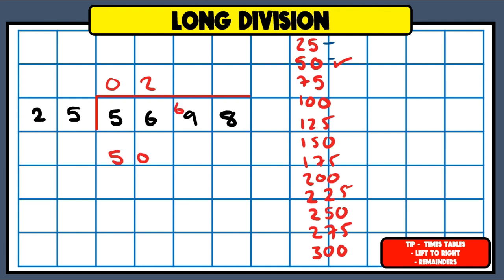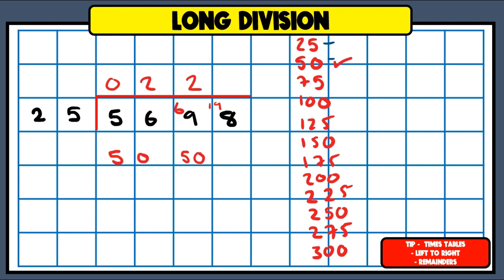I'll put my 6 there, and I've now got 69. 25, how many times does that go into 69? Well, let's do the same thing. Let's find 69 here. I can't. So 50 it is again. So I'm going to put 50 just here. How many times does 25 go into 50? It goes in twice. Now let's have a look. 50 add what is 69? 50 add 19. 69. Okay, and then I've got the final one.